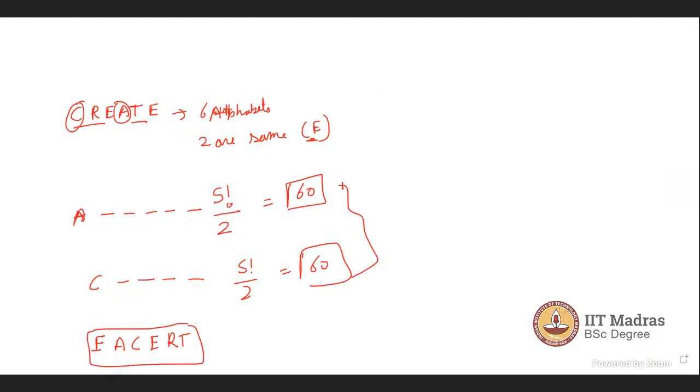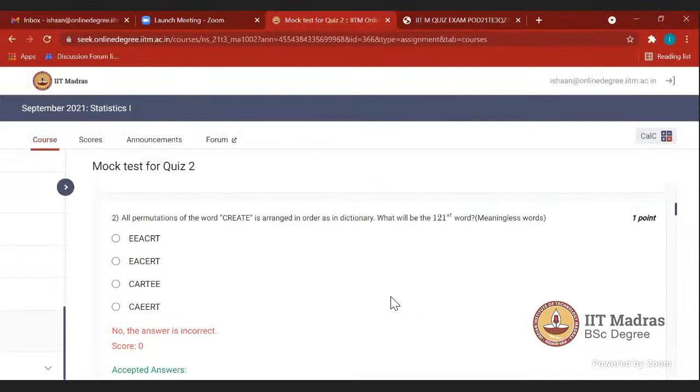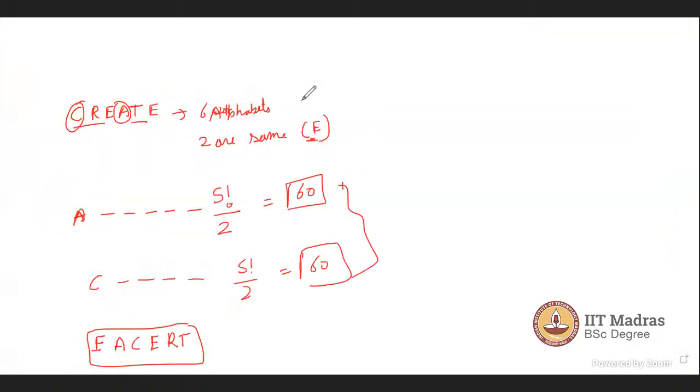Sir, what if it asked 141 or say any random number? Please do explain the question again. This one, question number 2. Okay, so we have to arrange it in dictionary order. The dictionary starts with alphabet A first, right? Then I have to arrange the remaining 5 alphabets C, R, E, T, E, which can be arranged in 5 factorial ways. But here E is occurring 2 times, so I'm dividing my number of cases by 2. So I got 60 words.